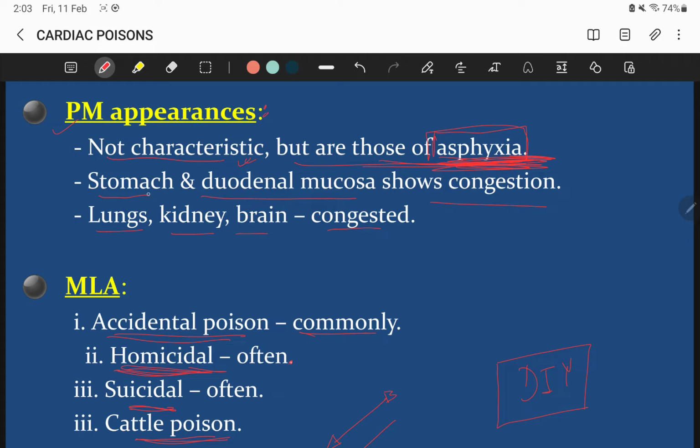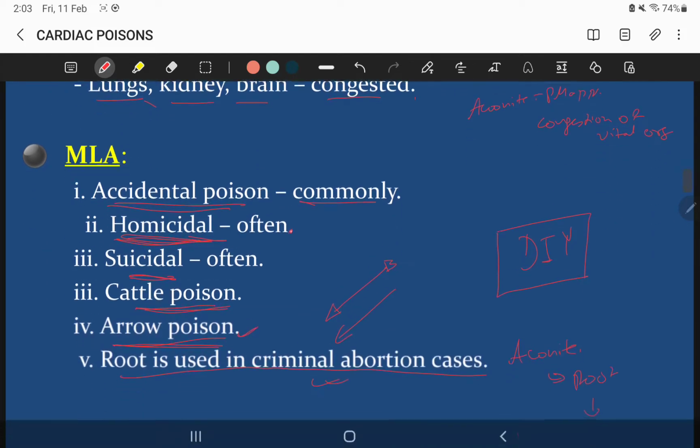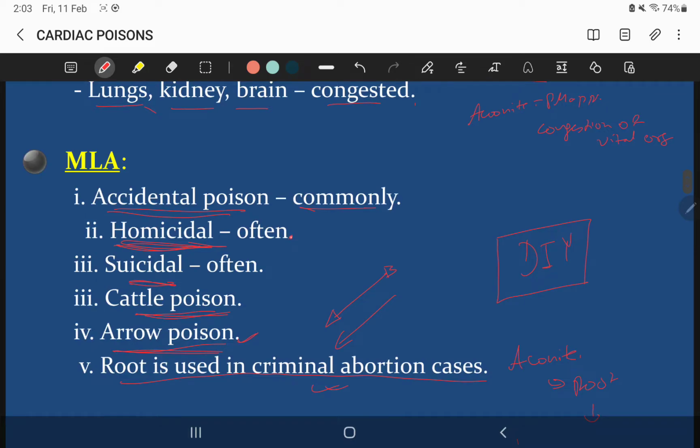And then what happens in the stomach? Okay, so what does the stomach and duodenal mucosa show? Congestion. Okay, it is all congested, and then all the visceral organs. Okay, so you can just remember that aconite in the postmortem appearance shows congestion of vital organs.